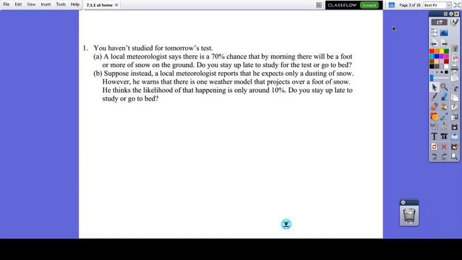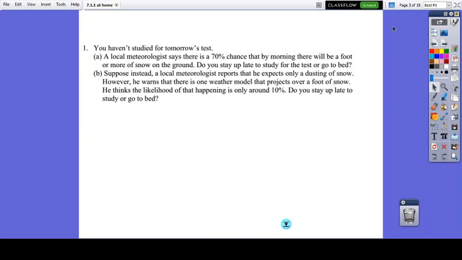Okay, here's 3 examples of this. You do not have these in your notes, just kind of hang with me here in the first part of the video. Number 1 is you haven't studied for tomorrow's test. A local meteorologist says that there's a 70% chance that by the morning there will be a foot or more of snow on the ground. Do you stay up late to study or go to bed? So think about that and how that goes.